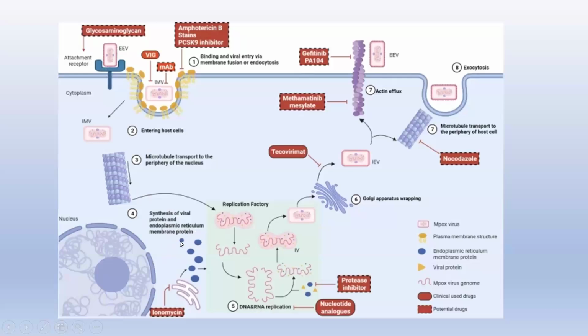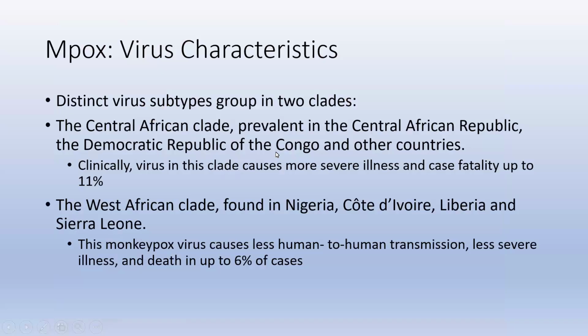So we'll start by synthesizing the viral proteins, and next we'll find replication of the virus. Then this virus will be packaged in the Golgi apparatus, and then eventually the virus will be released either through active efflux or through exocytosis. As you can see, the drugs do work at different stages of the viral replicating cycle. And we are going to mention this at the end of the presentation.